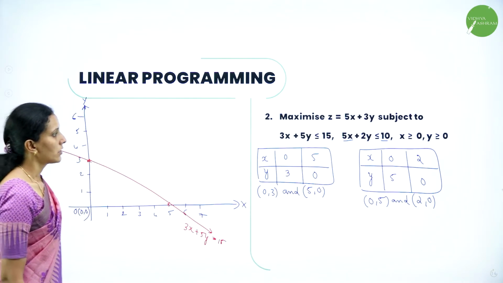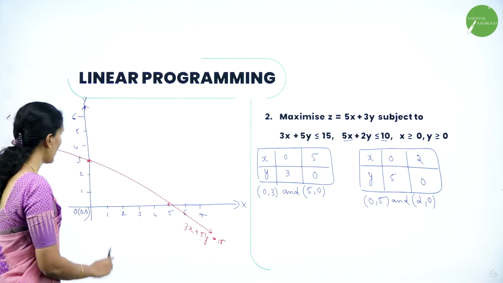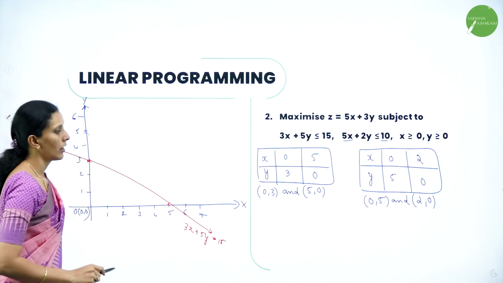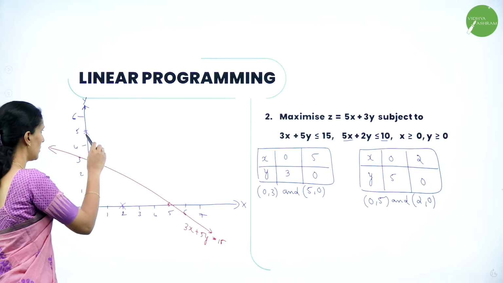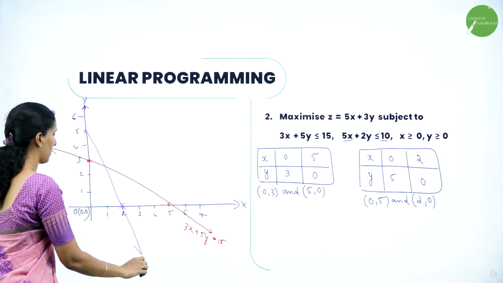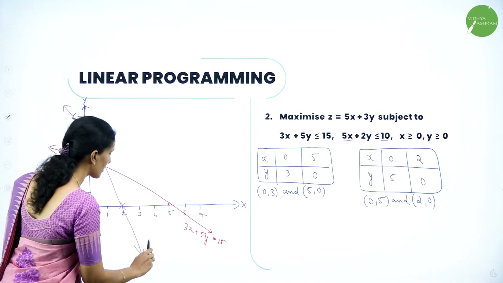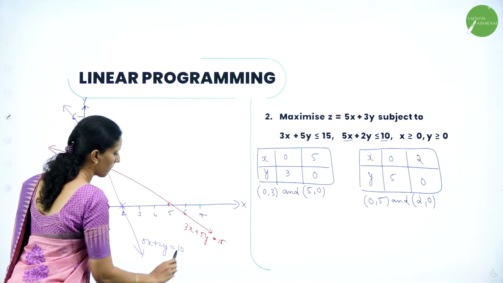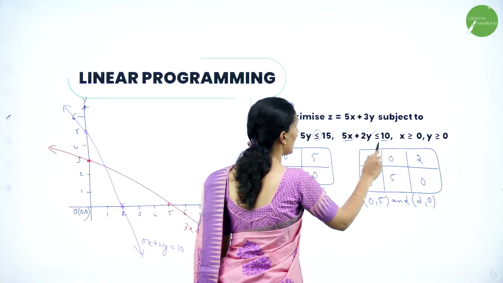Next one, the 5x plus 2y line now. So one point is 0, 5 again, so 0, 5 and 2, 0. This is the line. You can extend the line. What is the equation of this line? This is 5x plus 2y is equal to 10. Now clearly you observe here both are less than or equal to.